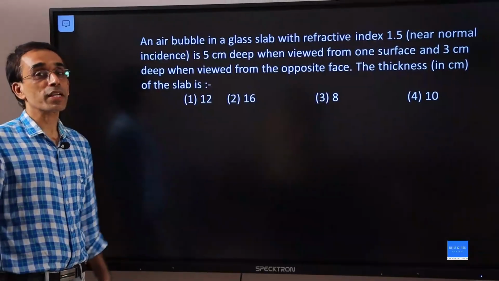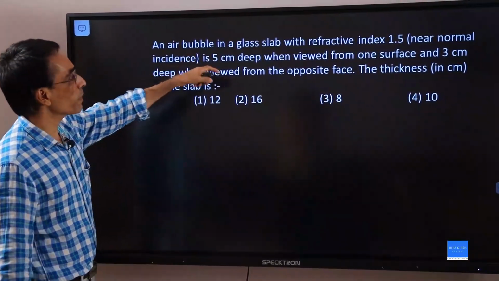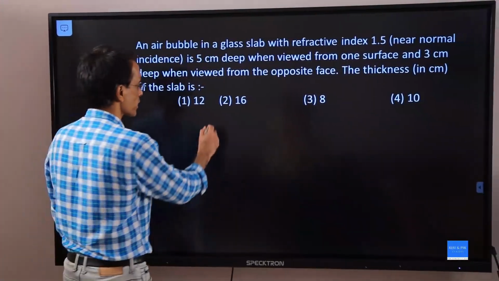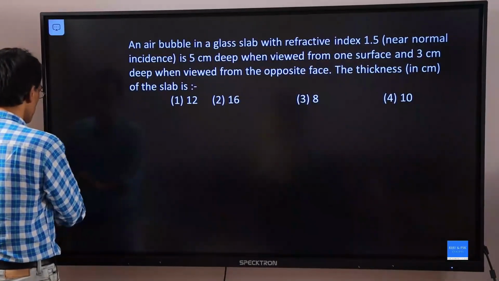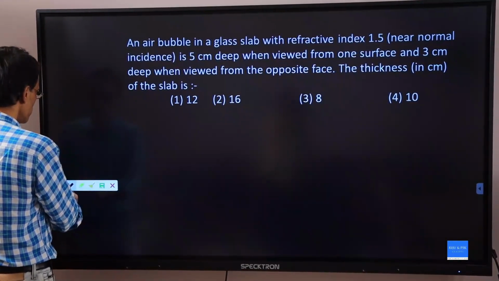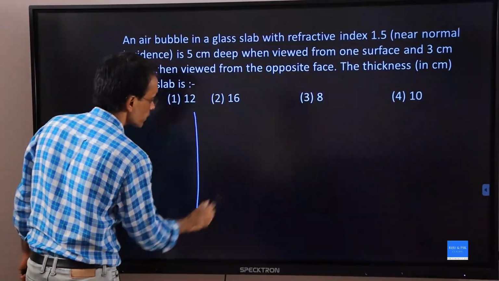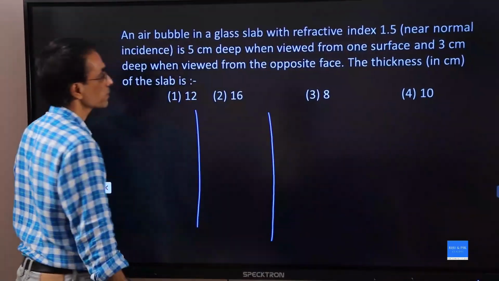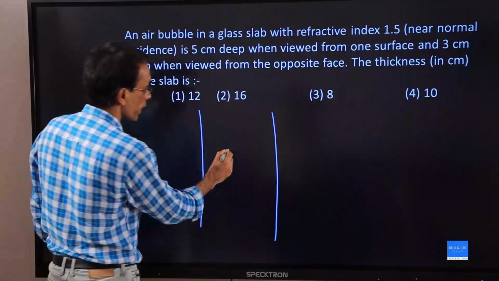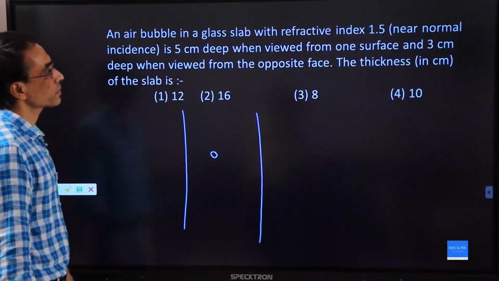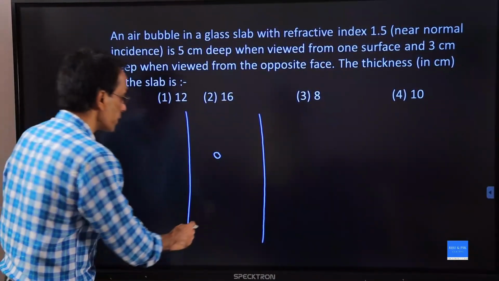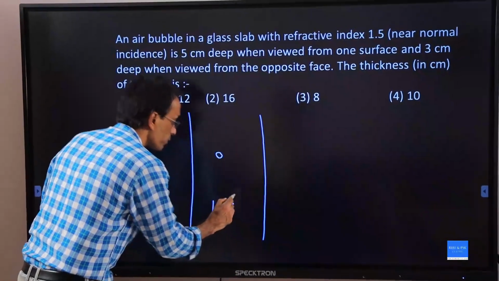Again from apparent depth, a different one. Air bubble in a glass slab. Consider a thick glass slab, like this. And there is an air bubble. The glass slab has a refractive index of 1.5.